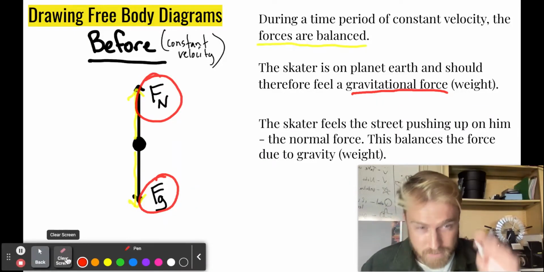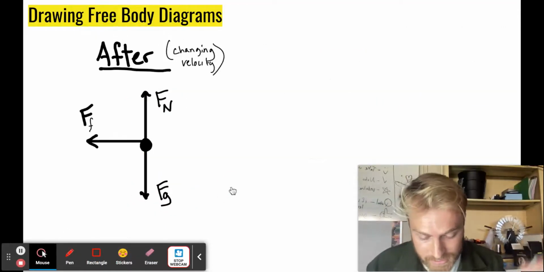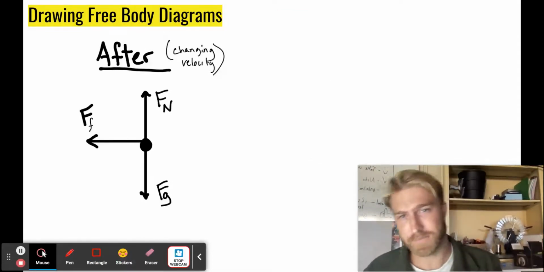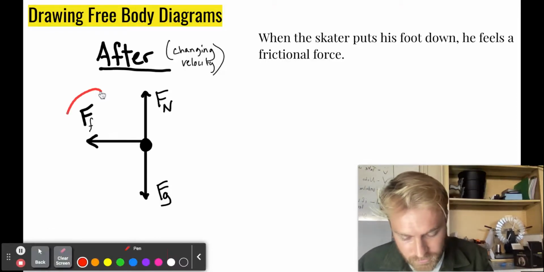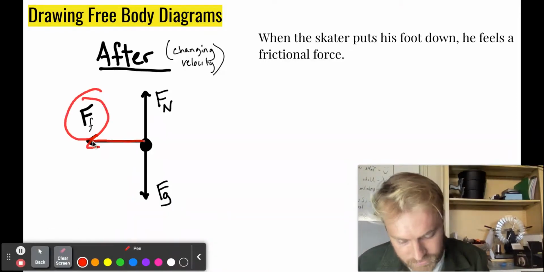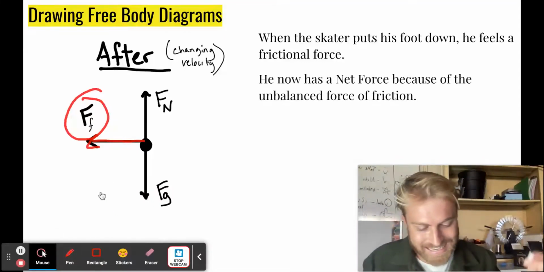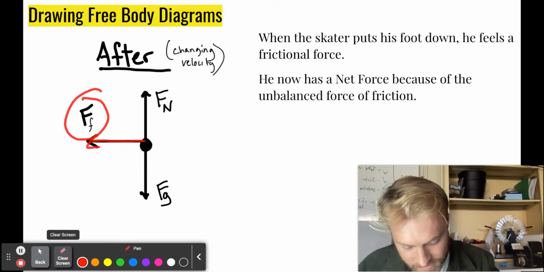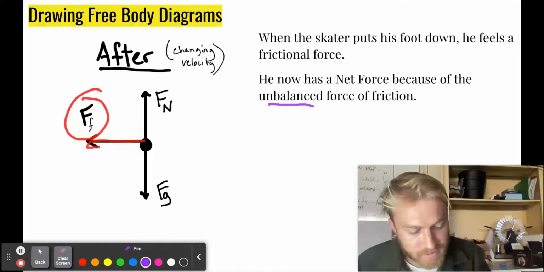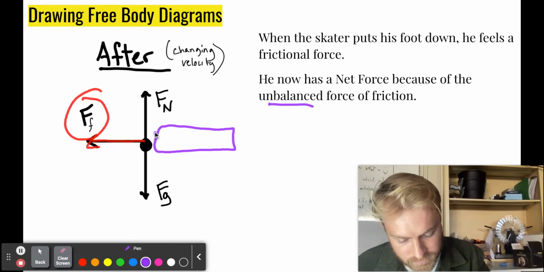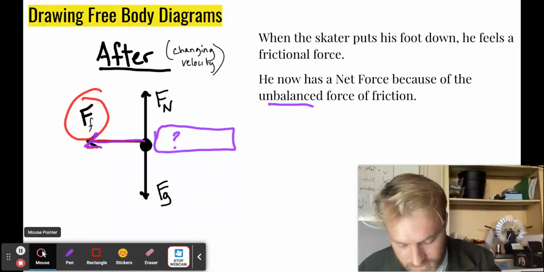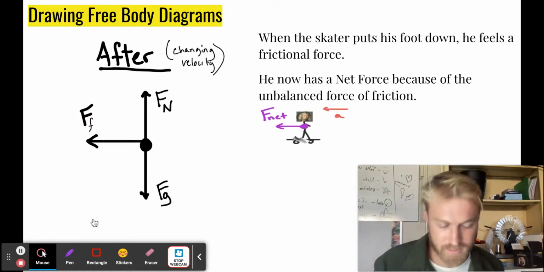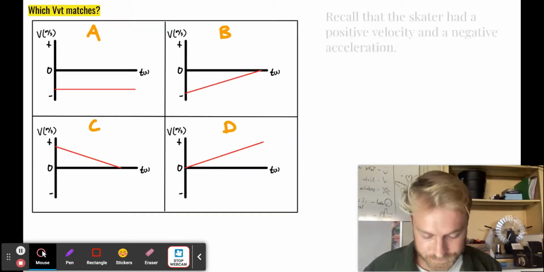So what about after he puts his foot down? What would his free body diagram look like? Well, bam, that's what it looks like. So we have, when the skater puts his foot down, he feels a frictional force. Here's the frictional force. It is in this direction, slowing him down. He now has a net force. He now has the net force because of the unbalanced force of friction. See, there's no force over here balancing that force of friction. So now all this force over there, that's net, that's extra unbalanced force. So he is going to have that negative acceleration.